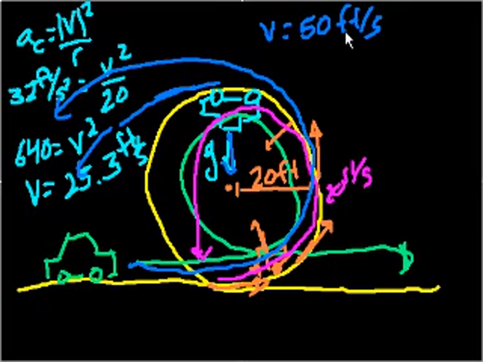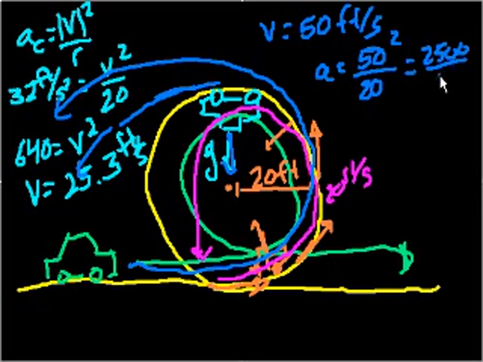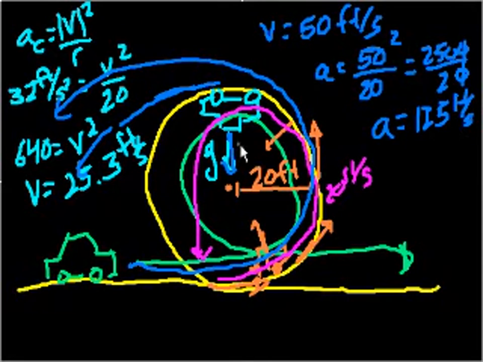Well, if the car is going 50 feet per second, in order to keep it going in a circle, the acceleration has to be 50 squared over the radius, which is 20. 50 times 50, so that's 25 with 2 zeros over 20. One of the zeros cancel. So the acceleration is going to have to be 125 feet per second squared. The inward acceleration, the centripetal acceleration, has to be 125 feet per second squared.